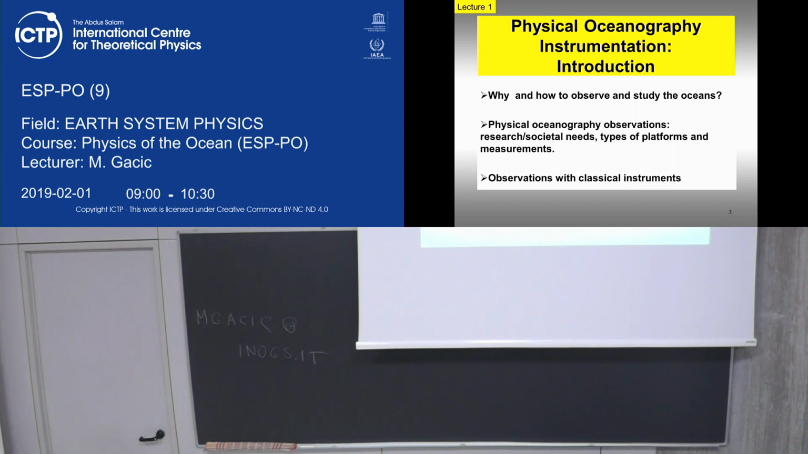Physical oceanography observations are determined by research and societal needs, and are determined by types of platform and measurements. So these are the two main criteria we apply in order to decide what kind of measurement or observation to do. And then there is a third topic, which is observation with classical instruments.